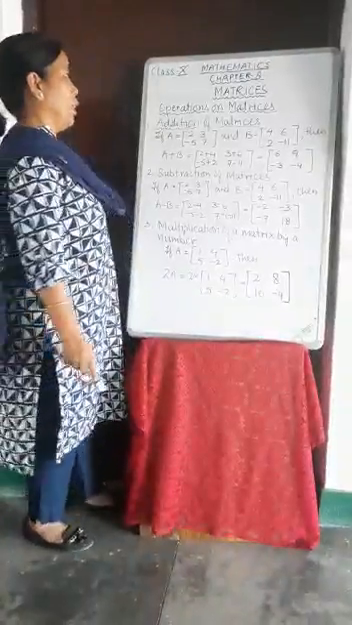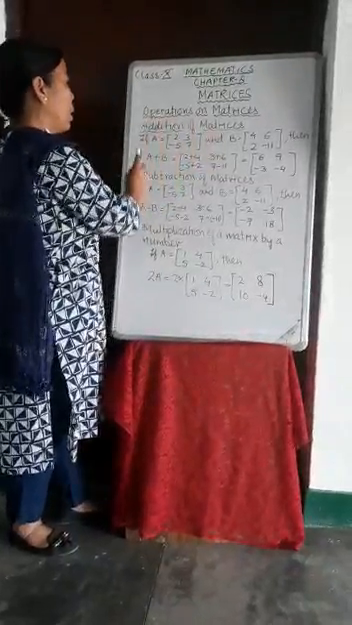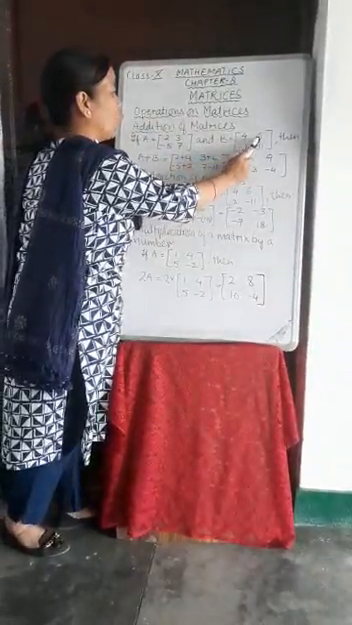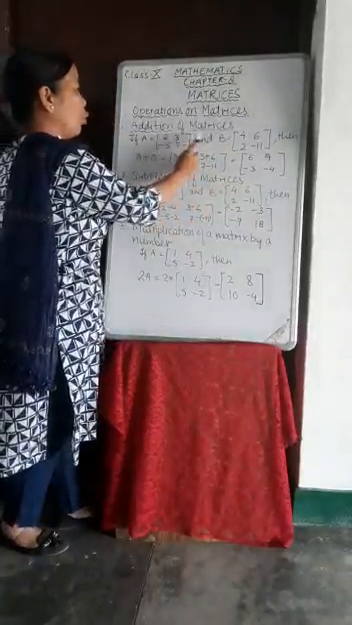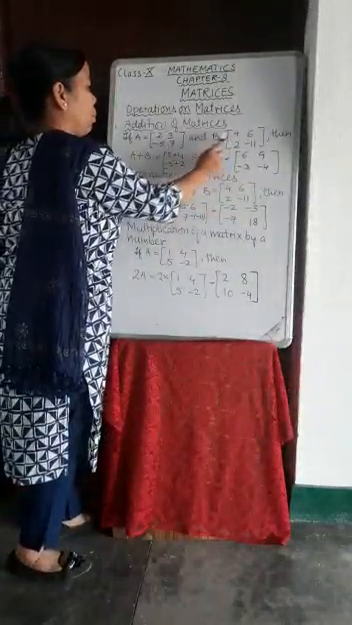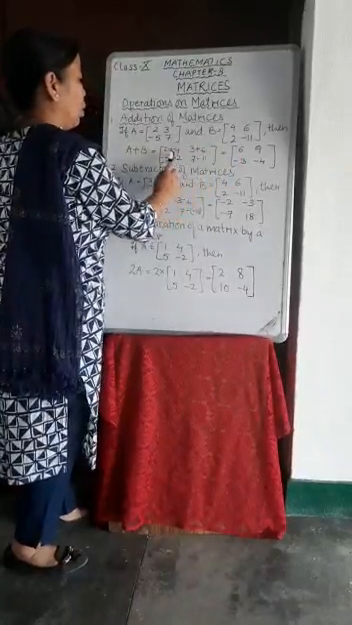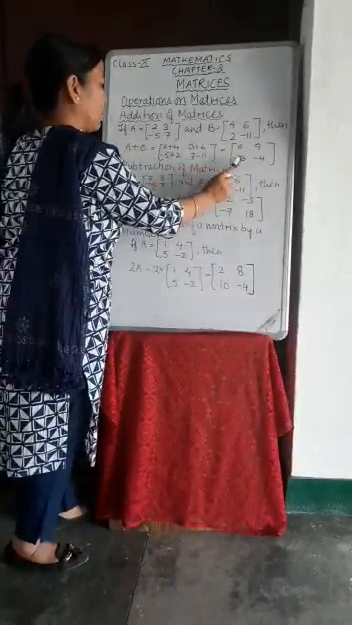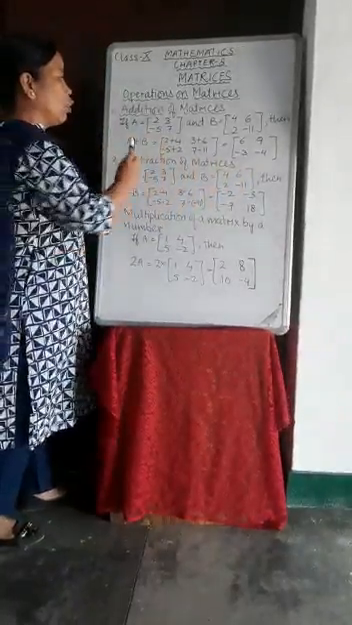Now, I am telling you some operations of matrices. The first one is addition of matrices. If A equals 2, 3, minus 5 and 7 and B equals 4, 6, 2 and minus 11, then A plus B equals 2 plus 4, the corresponding elements will be added: 2 plus 4, 3 plus 6, minus 5 plus 2 and 7 minus 11. So 2 plus 4 is 6, 3 plus 6 is 9, minus 5 plus 2 is minus 3 and 7 minus 11 is minus 4. So this is the way you will add two matrices.